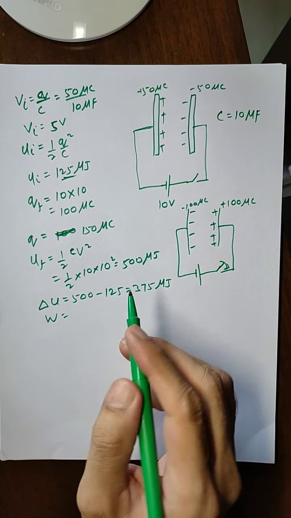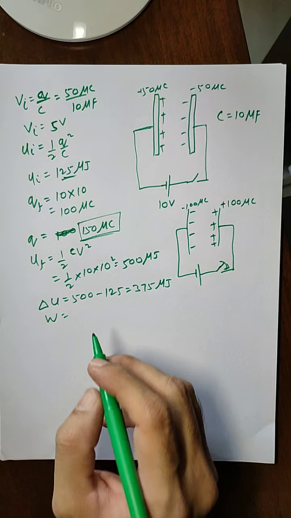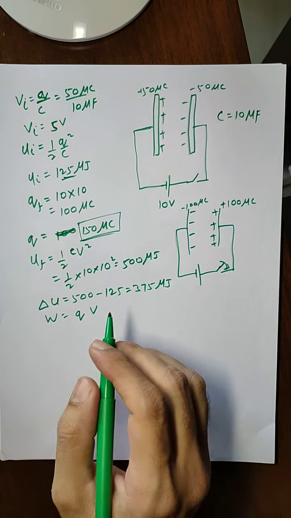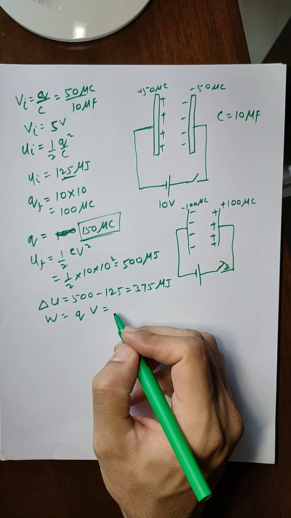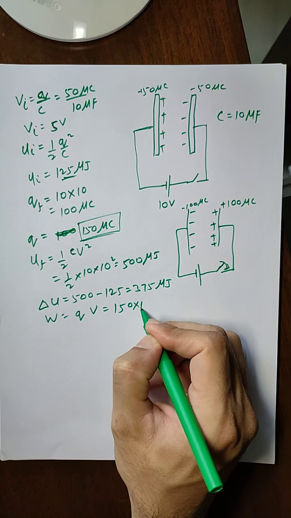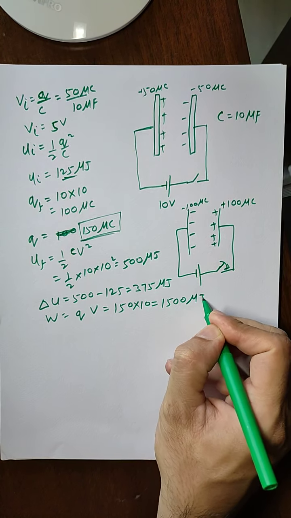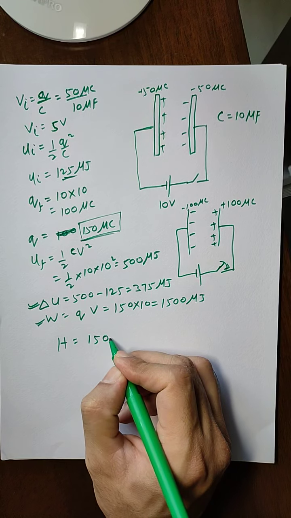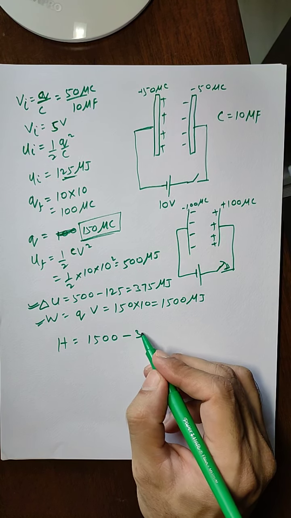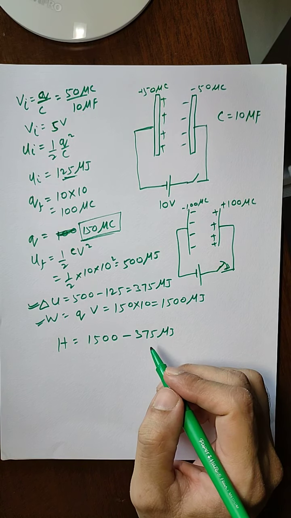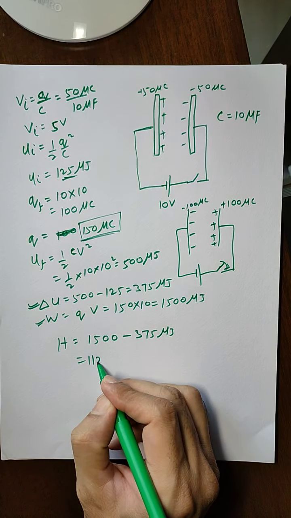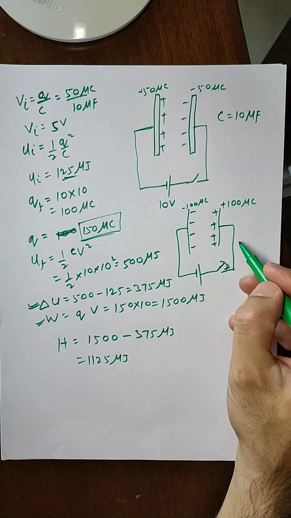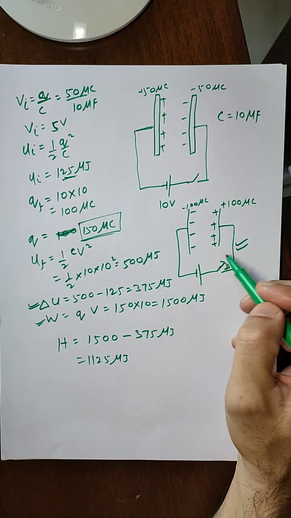Now the work done in supplying 150 microcoulomb of charge will be equal to Q into V. So this will be equal to 150 into 10, so 1500 microjoules. So we have these two quantities, so now we can calculate the heat produced. It will be equal to 1500 minus the change in energy, which is 375, and your final answer will be 1125 microjoules of heat, and this will be the final configuration of the given system.